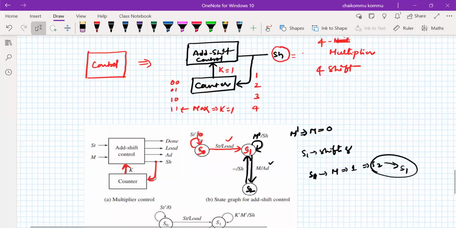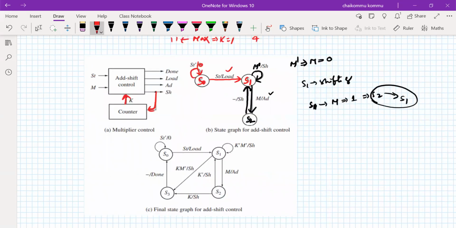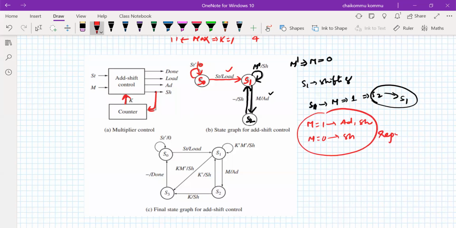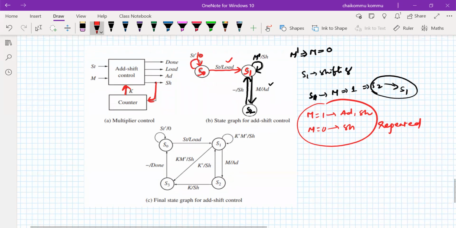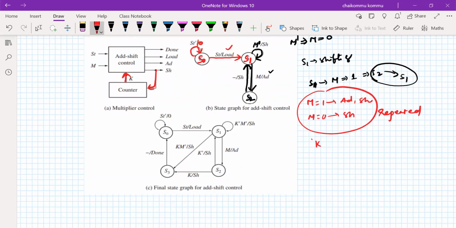But what is the best way that we can do this? If I'm doing the same kind of thing, when M is 1, add happens and shift happens. When M is 0, the shift operation happens. This process is repeated. Then we have to conclude somewhere, because after the 4 multiplications, the multiplication must be stopped. So we are going to take the help of K now.